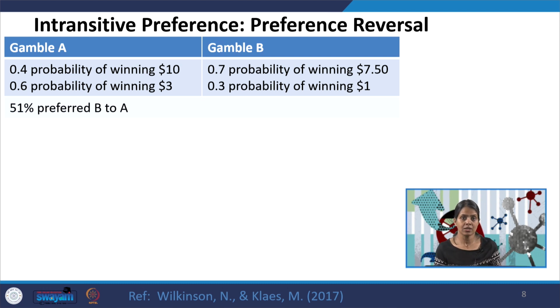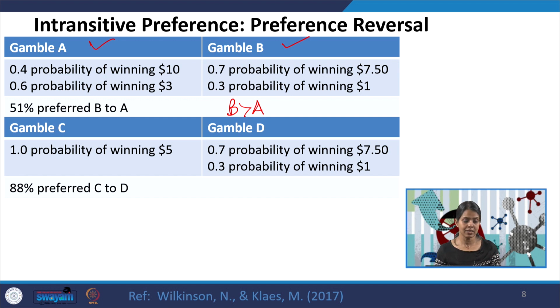So, there are two alternative gambles, gamble A and gamble B. In gamble A there is 0.4 probability of winning $10, and 0.6 probability of winning $3. Gamble B gives us 0.7 probability of winning $7.5 and 0.3 probability of winning $1. So, one has to choose between either A or B. It was observed that 51% preferred B to A. So, B is preferred to A. The larger percentage basically preferred B over A.